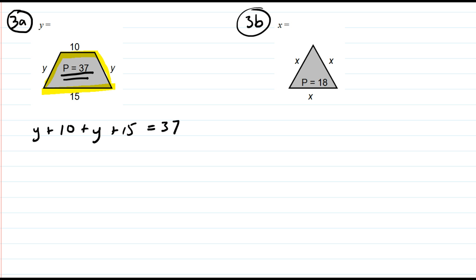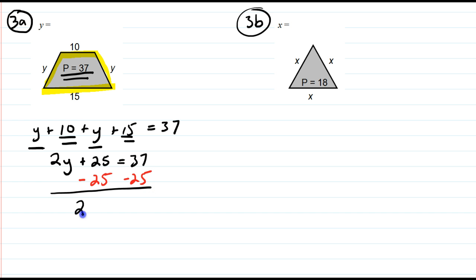Now we simplify our equation. Since the y and the y are on the same side, you just add them up, and you get 2y, and then we have 10 and 15 on the same side, so you combine them, and we get 2y plus 25 equals 37. Now we just have a two-step equation that we're going to solve. So we minus 25 from both sides, and we get 2y equals 12. Divide both sides by 2, and I get y equals 6.